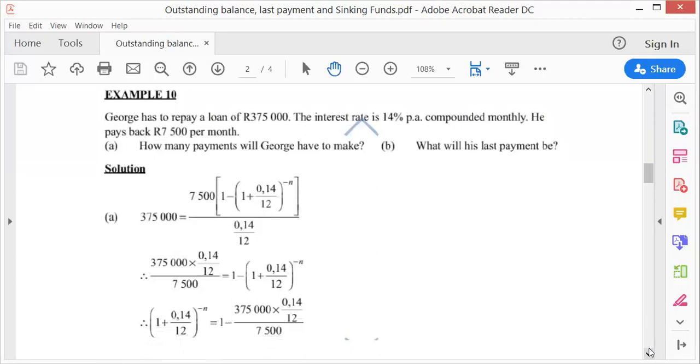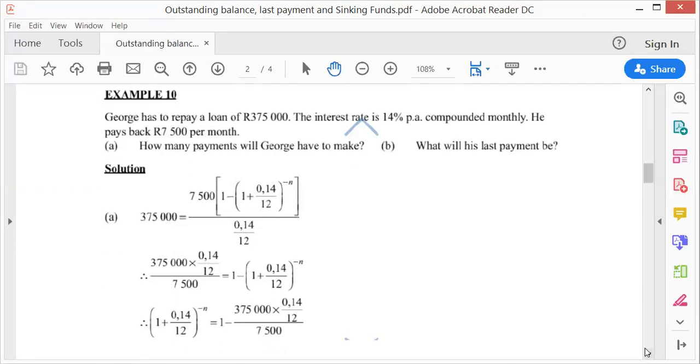Example 10, George has to repay a loan of 375,000. The interest rate is 14% per annum compounded monthly. He pays back 7,500 per month. How many payments will George have to make? So you first have to find n. So we will have to use the present value formula. Remember now, present value formula, how much he has to pay. Clear, guys? We want n. i, of course, is 14 over 100 and it's monthly, so divide by 12.